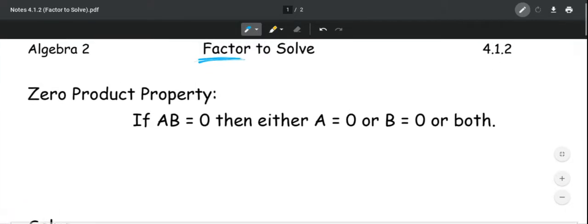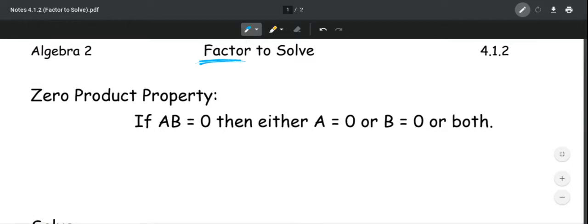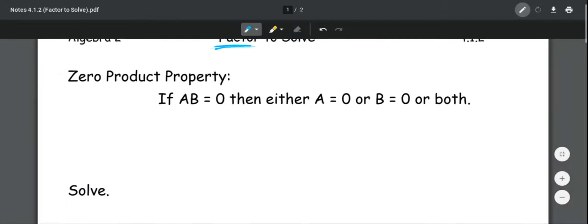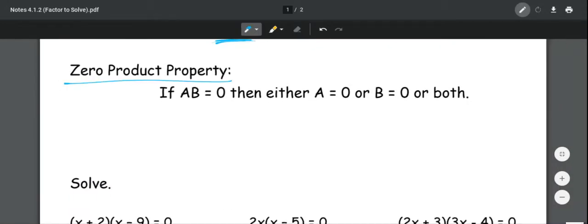Okay, so before we factor, we need to talk about the zero product property. And I'm sure all of you know the zero product property, you just didn't know the name of it. So if two things multiplied together equal 0, then A has to be 0 or B has to be 0. So if you have 0 times anything, it's always going to be 0. And if two things multiplied together equal 0, one of them has to be 0 because two nonzero numbers don't multiply to get to 0. Okay, so that is your zero product property.